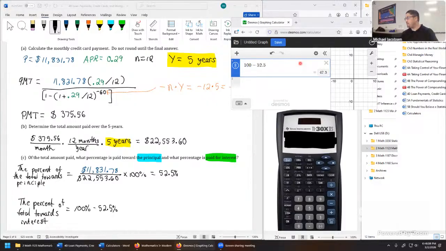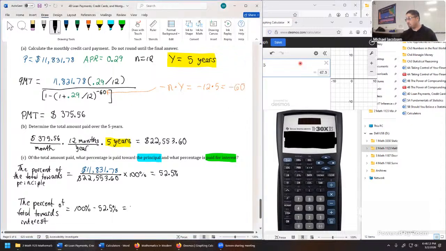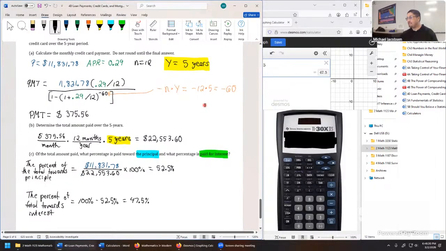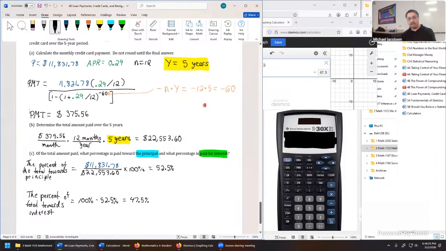This comes out as 47.5%. Well, we did it, folks. That's the end of the entire chapter 4 notes on payments for this unit. Any questions at all getting to these last numbers?